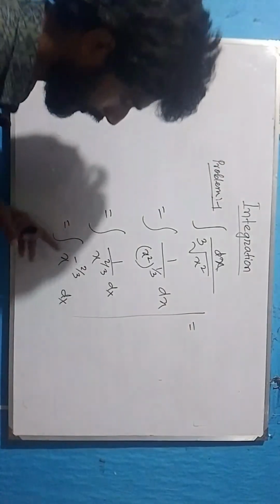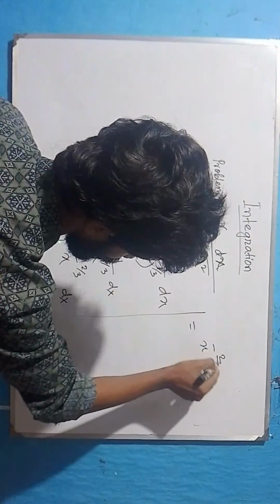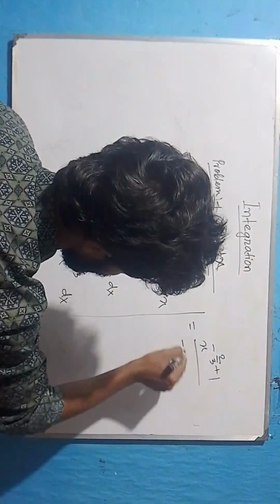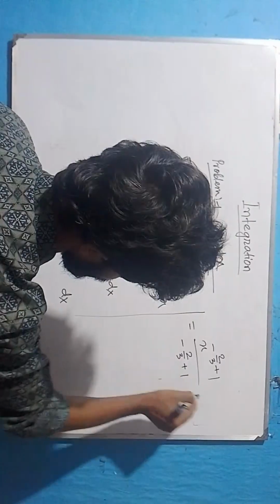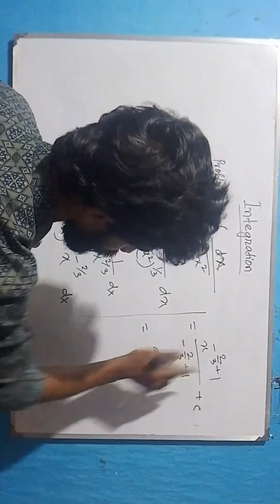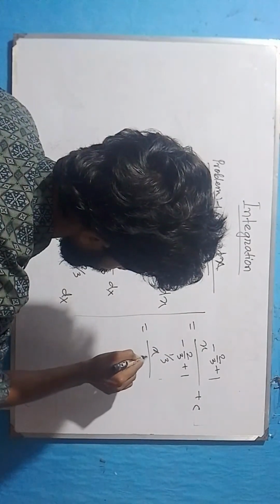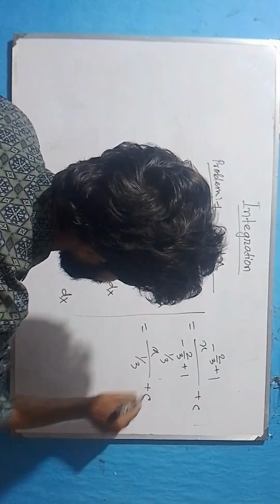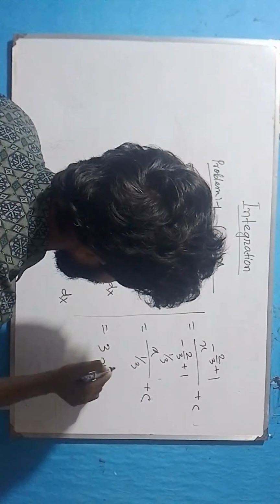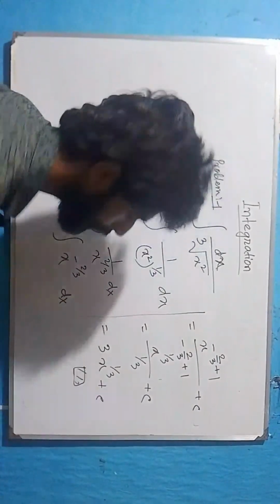Now this is the x to the power n type, so x to the power minus 2/3 plus 1, divided by minus 2/3 plus 1, plus c. So this is x to the power 1 minus 2 thirds, that is 1 third, divided by 1 minus 2 thirds, that is 1 third, then plus c. So this is 3 x to the power 1 third plus c. So this is the final result.